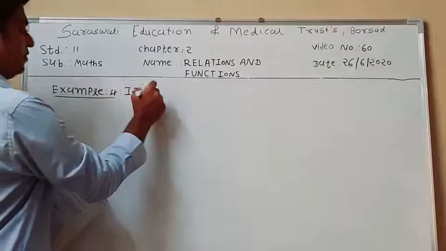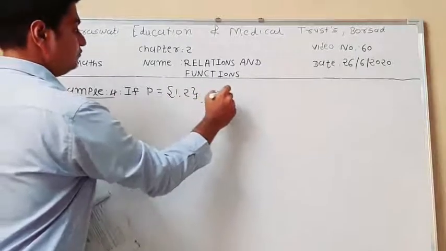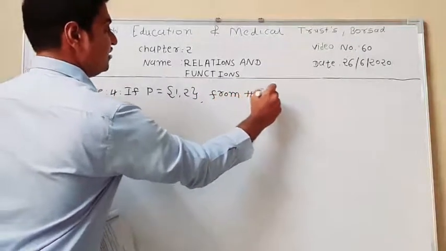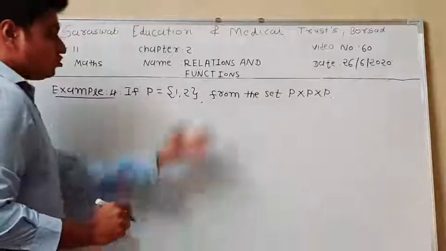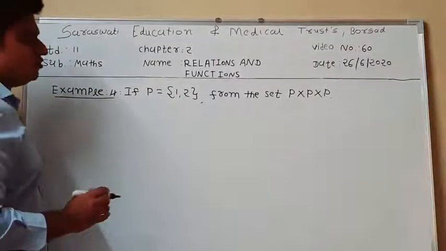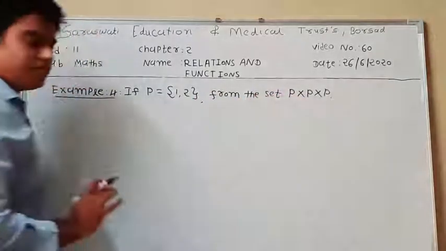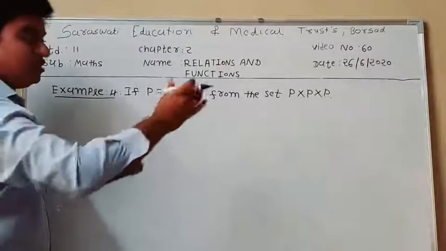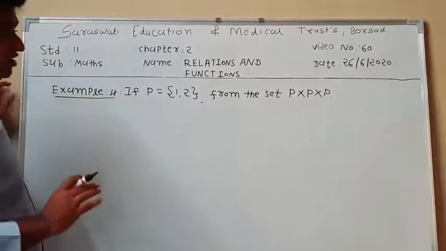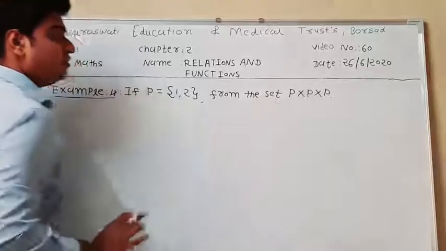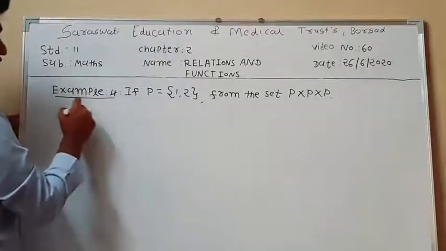If P is equal to the set {1, 2}, find the set P Cartesian product P Cartesian product P. Last time we discussed this type of question, but only with two sets present, suppose P and Q, and we found the Cartesian product of P and Q. But in this question, three terms are present, meaning the Cartesian product of P, P, and again P. So how can we solve this question?